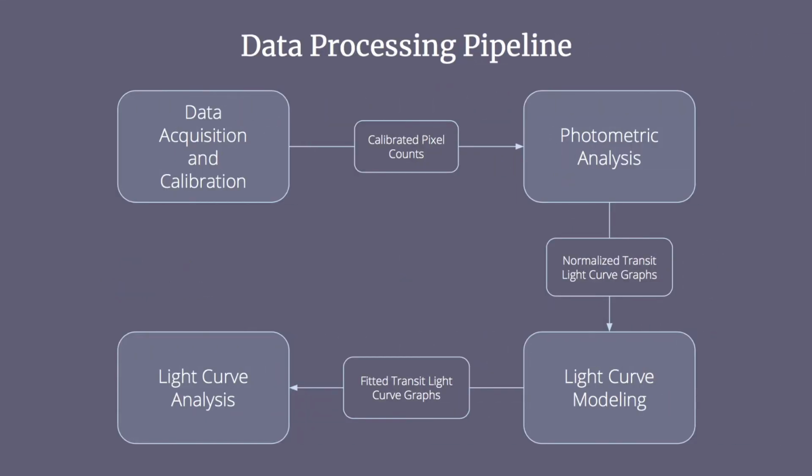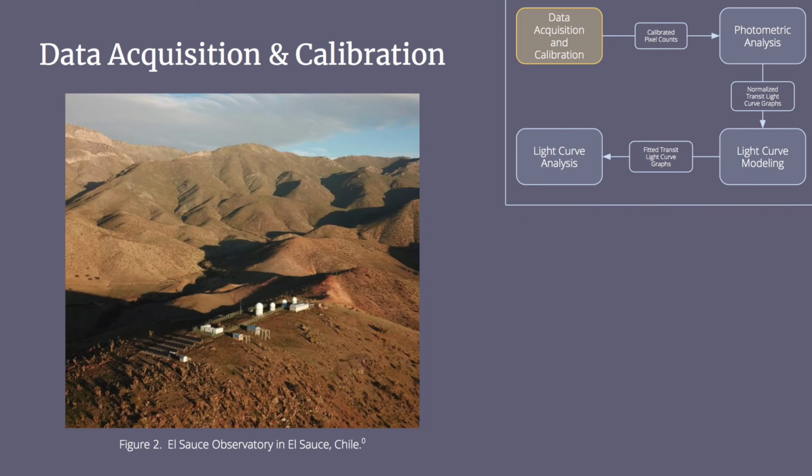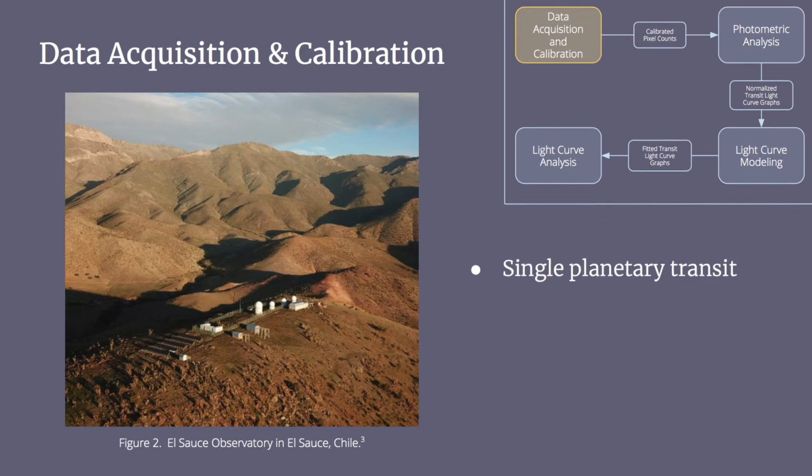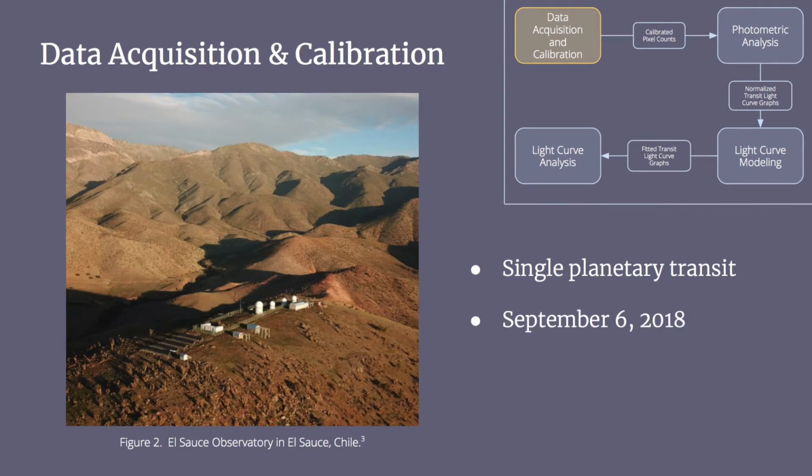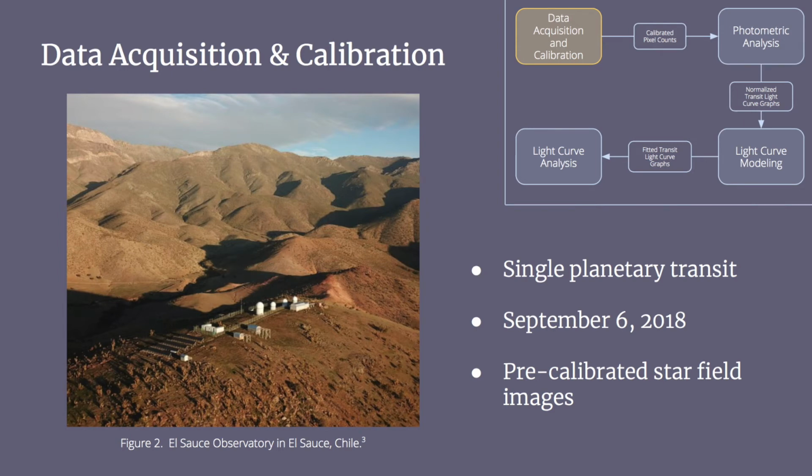For my study, I developed a pipeline that is modeled off of the pipeline used in TESS to convert the raw starfield images into transit light curve graphs. The stages of my pipeline are shown here, and they include data acquisition and calibration, photometric analysis or light measurement, light curve modeling, and light curve analysis. For data acquisition and calibration, I remotely obtained images of the star field of LHSb for a single planetary transit of the exoplanet. These data were taken at the El Sauce Observatory in Chile on the night of September 6, 2018, and these data were pre-calibrated to increase the signal-to-noise ratio of the data for the greatest amount of accuracy.